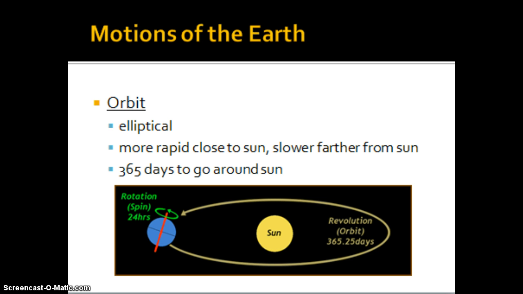While Earth is orbiting the Sun, it is not in a full circle. It's in an ellipse, a more oval shape. So we know that as we're revolving around the Sun, when we get closer to the Sun, we are moving at a more rapid pace. When we get further from the Sun, we are moving at a slower pace, and it takes us, again, 365.25 days to go around the Sun.